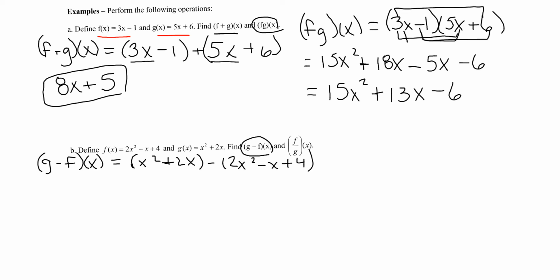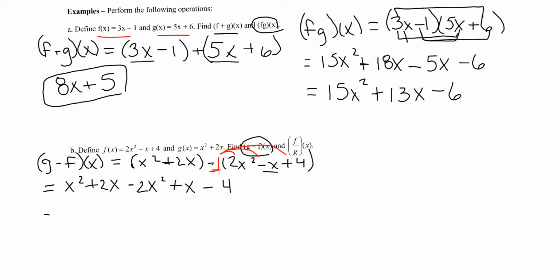Now with subtraction, you do have to remember, you have that negative outside the parentheses here. It's like you have a negative 1 there. So you do have to distribute that negative 1 to everything on the inside. Basically, it means take the opposite of everything. So when I do that, my first expression, the x squared plus 2x, will stay. But then negative 1 times 2x squared will give me negative 2x squared. A negative 1 times a negative x will give me positive x. A negative 1 times a positive 4 will give me negative 4.